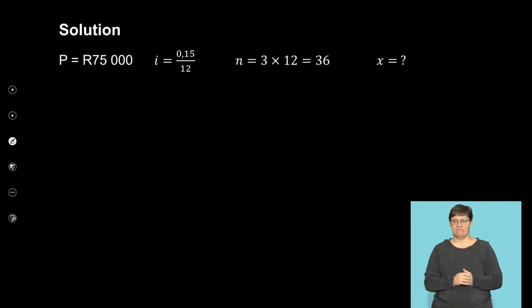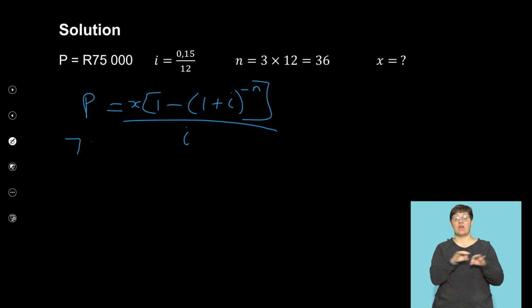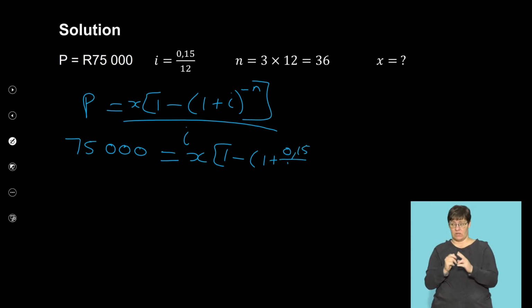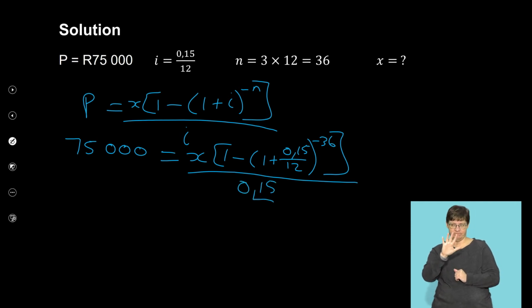Now, the formula that we know here will be P is equals to, open my bracket, X outside there, 1 minus 1 plus I to the exponent of negative n, all of this divided by I, right? The present value, which is the loan she wants to take, is 75,000 equals to, we want to know how much she must pay per month, 1 minus 1 plus the interest, which was 15% compounded monthly, to the exponent of negative 36 because it's for 3 years, then divided by 0.15 over 12.